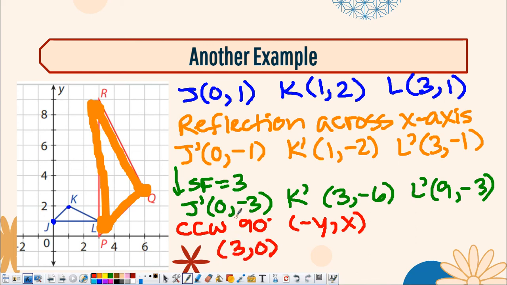3, 0. If you're looking at this one over here and compare it to what I have here and look at the formula, let me know if you have any questions. So now I'm going to do 3, negative 6 and do it with negative y comma x. So that's going to become positive 6, 3, because I brought the 6 to the front, change the sign. Then from here, we have to do 9, negative 3. Do this formula, and you will get 3, comma 9.